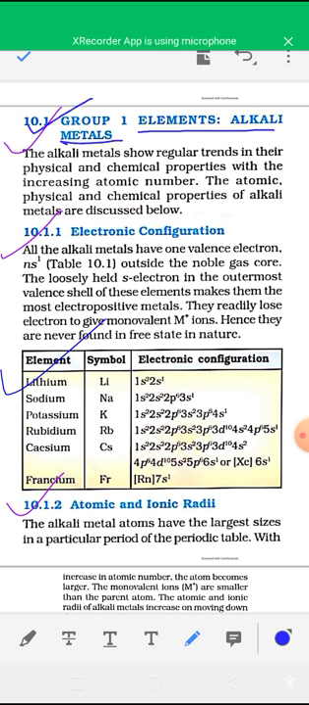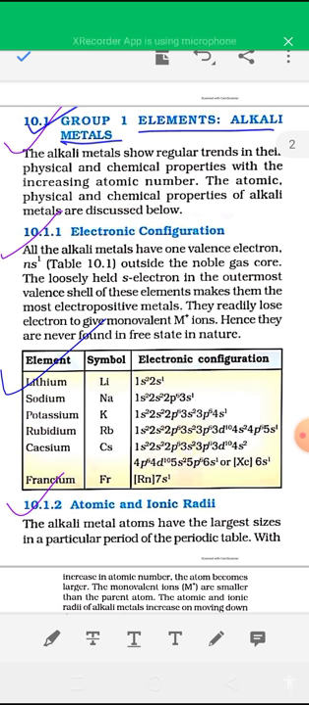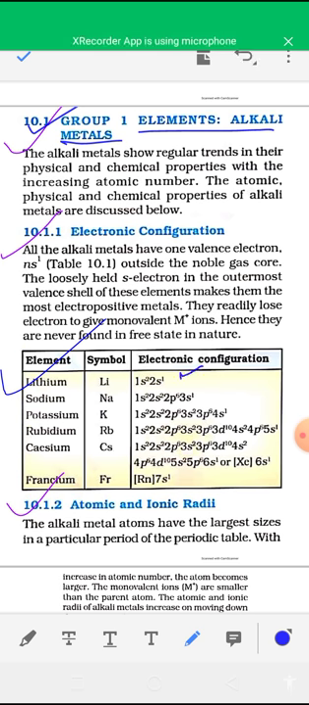The alkali metals are lithium, sodium, potassium, rubidium, cesium and francium. These are group 1 elements given here, and their electronic configuration is also given. We can see in the last s orbital only one electron is there in each element. So the general electronic configuration of s-block elements is ns1, that is one electron in the outermost s orbital.